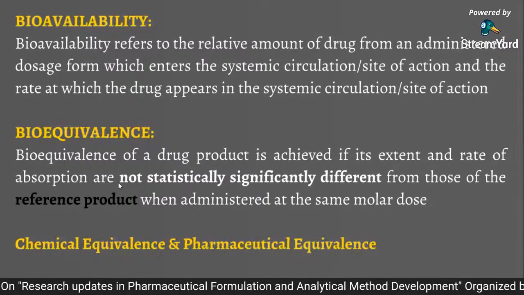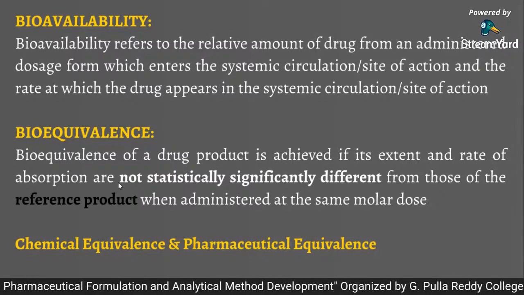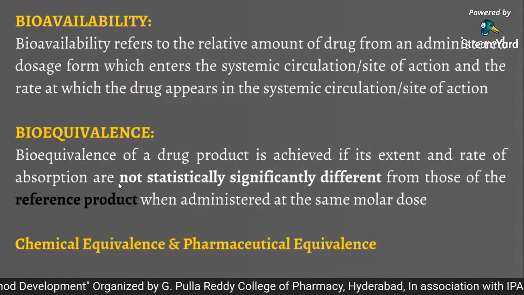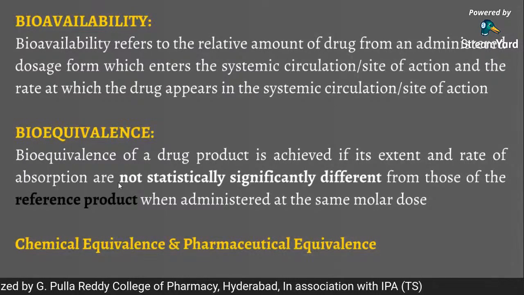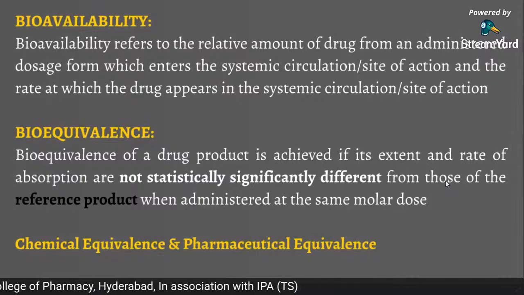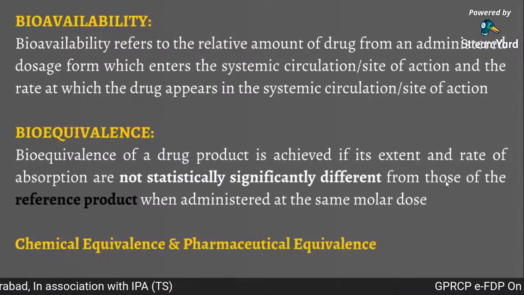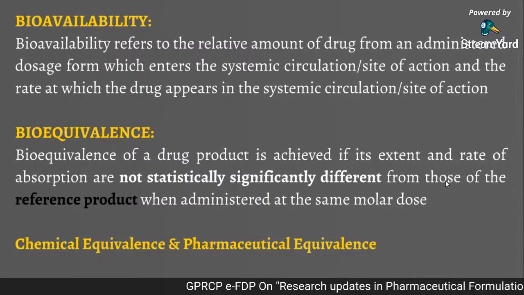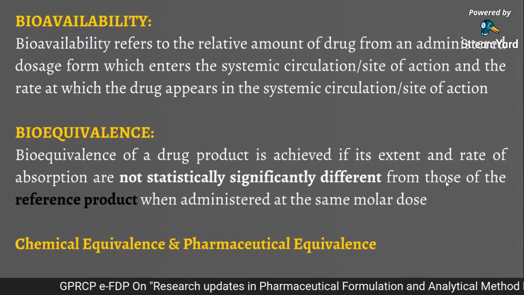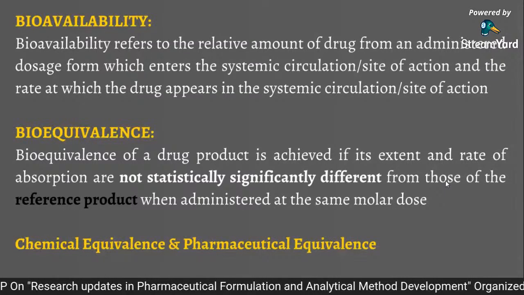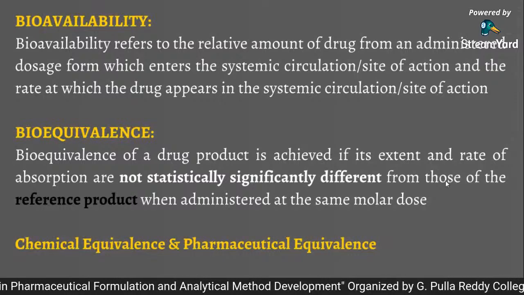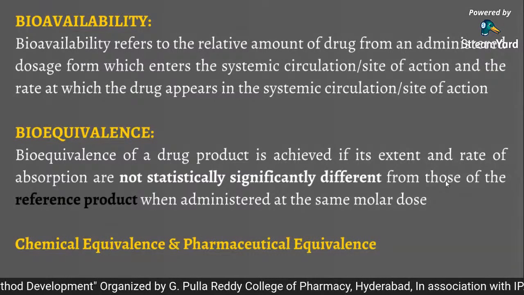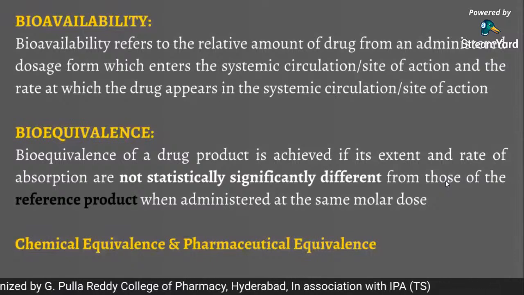Because as I told you, the rate and extent of the drug that enters into the systemic circulation is known as bioavailability. Rate and extent, these are the two parameters. Cmax will give you the rate of absorption, and AUC will give you the extent of absorption. For rate of absorption, Cmax; for extent of absorption, AUC. These two parameters are very important in establishing bioequivalence. Cmax should be the same, AUC should be the same.